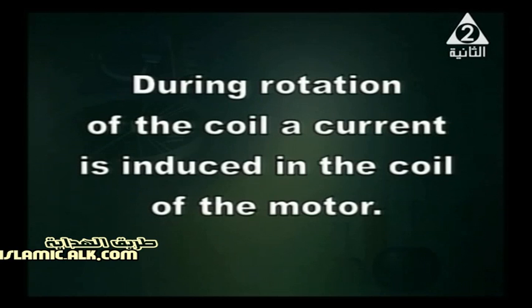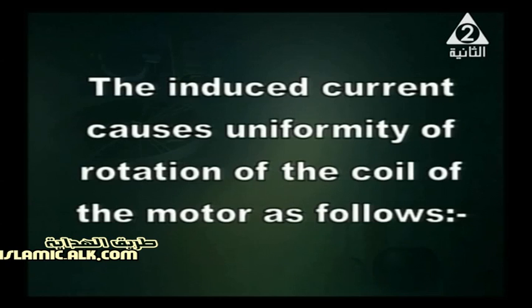So during rotation of the coil, a current is induced in the coil, a current other than the current of the battery. So we've got two currents now: the current of the battery and the current induced in the coil during rotation. Okay.